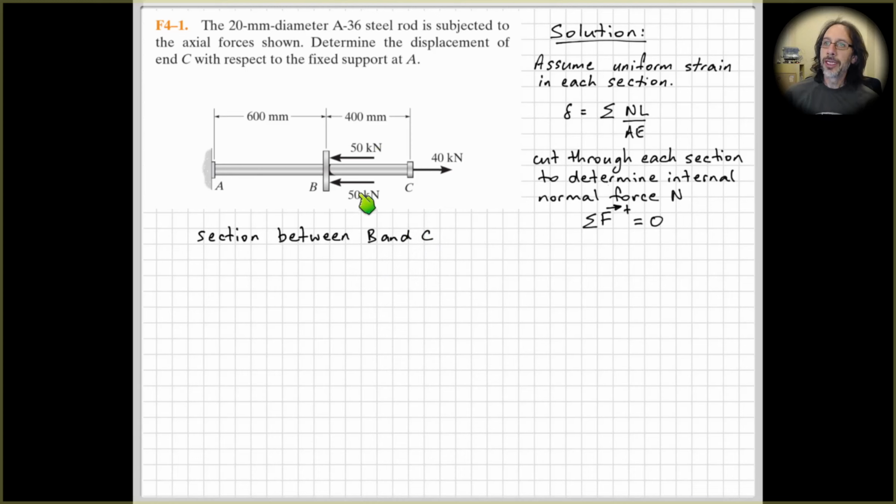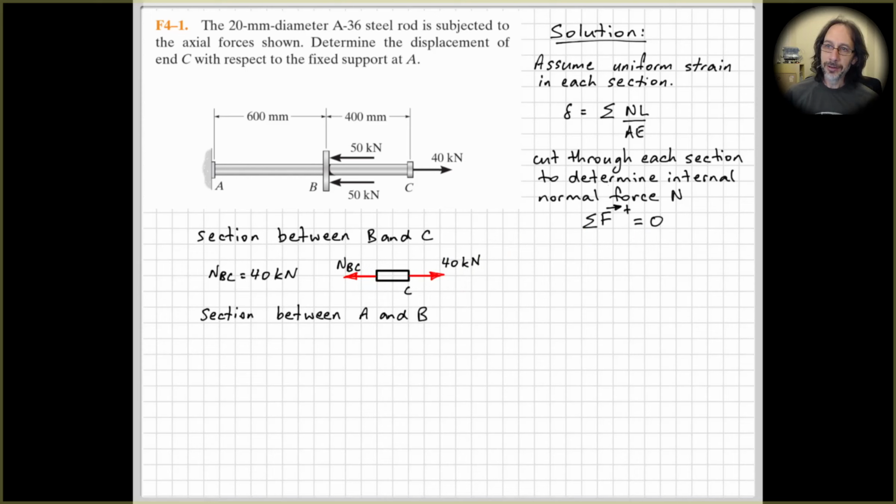Okay, so we're going to take a cut through the section between B and C, draw our free body diagram. So we've got an external load of 40 kilonewtons, and then internally we've got our internal action, and usually we'll draw the internal normal force in tension. So always draw the force acting out of the surface to indicate tension, and then if you get a negative number, then that will indicate that the section that you're looking at is in compression. All right, so using our sum of the forces in the horizontal direction equals 0, we can easily see that the internal normal force N_BC here is equal to 40 kilonewtons.